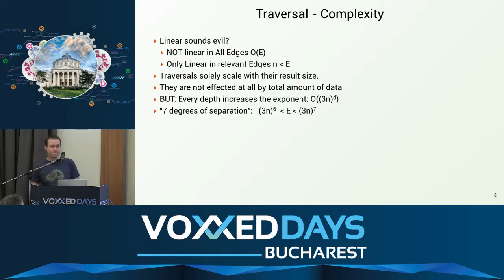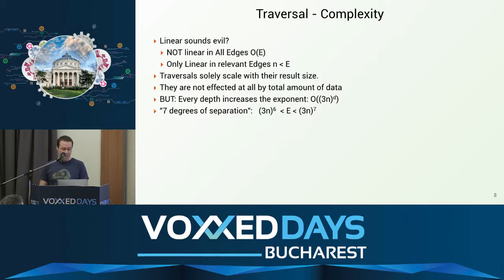Linear sounds evil? Yes, it is. But it is not linear in the total amount of edges. So I can store billions of edges in the database. If my result just touches 24 of them, it's fast. If my result touches billions of edges, it's slow.